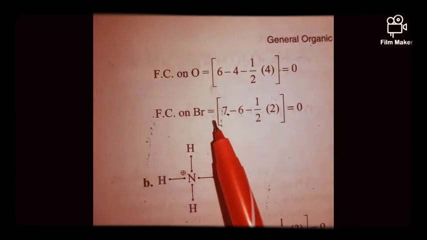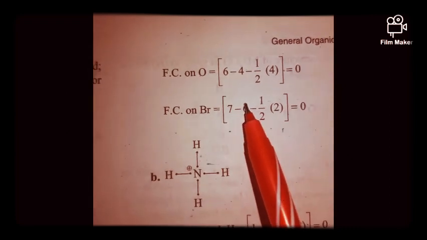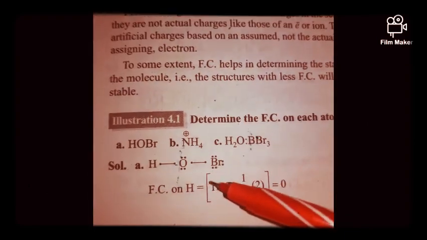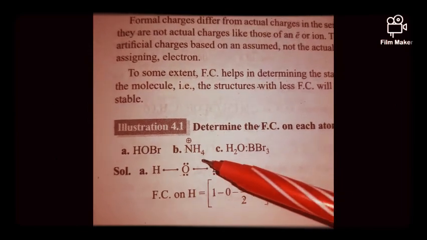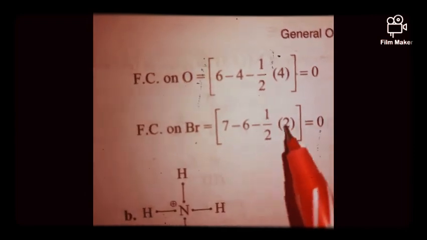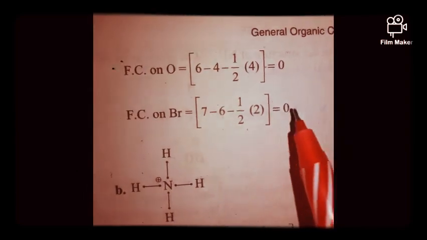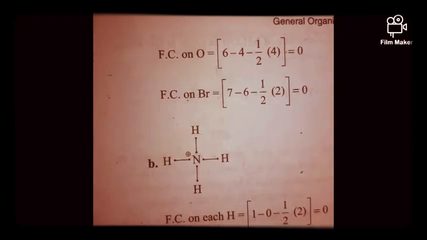Bromine is a halogen, so the group number of halogen is 7. 7 minus the non-bonding electrons. If we observe the Lewis structure then we will understand. On the bromine, how many non-bonding electrons are present? 1 2 3 4 5 6. So 7 minus 6 non-bonding electrons minus half into the number of bonding electrons. One bond is present, so that means 2 electrons, so half into 2, and here we will get 0. This is the first molecule. Hope you understood the first molecule.